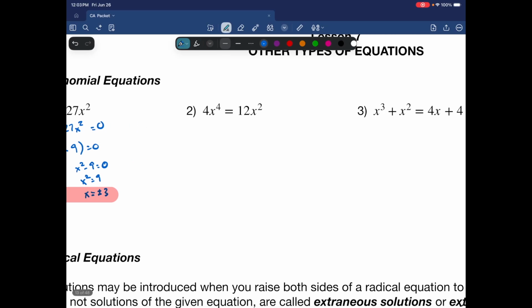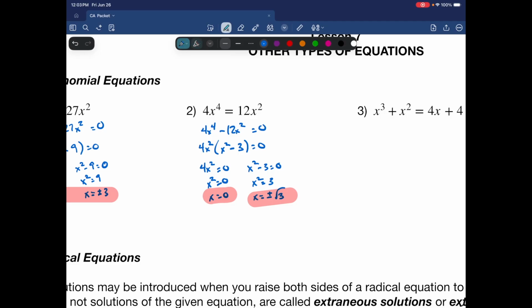Same thing on number 2. We have 4x to the fourth minus 12x squared equals 0. Take out a 4x squared. You got x squared minus 3 equals 0. So we have 4x squared equals 0 and x squared minus 3 equals 0. X squared equals 0, so x equals 0. X squared equals 3, so x equals plus or minus square root of 3.